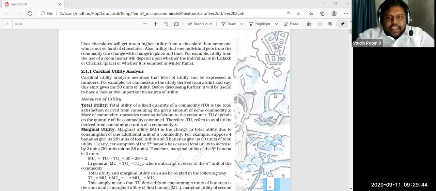So commodity X1 plus X2 plus X3 up to n, TUn, n number of products. However many quantities we are using, we add all together. Finally, we get the total utility of the product. Is that clear or not? Is that idea clear or not?